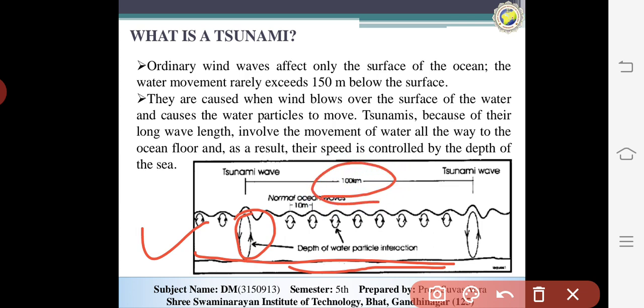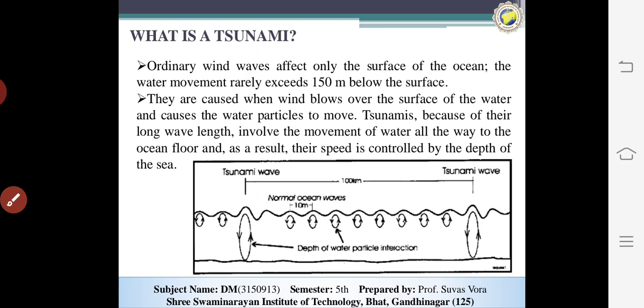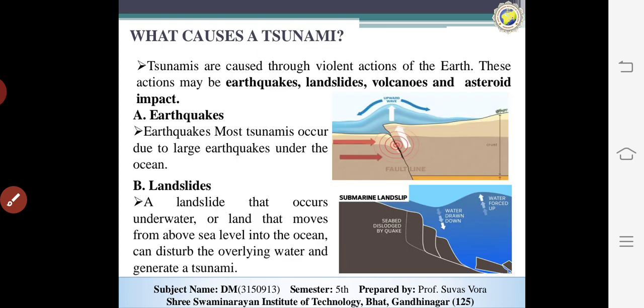tsunami wavelength can be 100 meters, while generally ordinary waves affect only 150 meters, we can discuss that already. So this is the basic information about the tsunami. Now we can learn about the causes of tsunami.